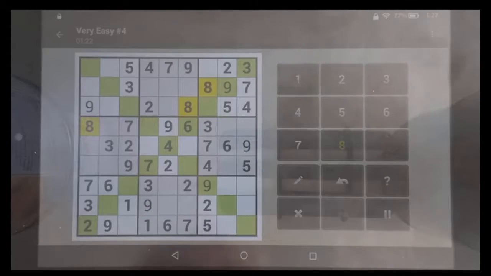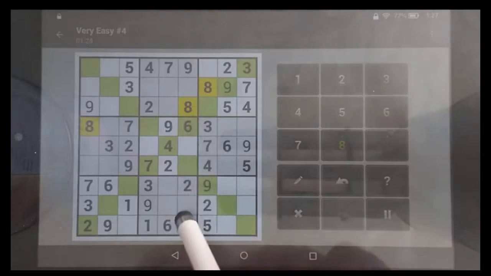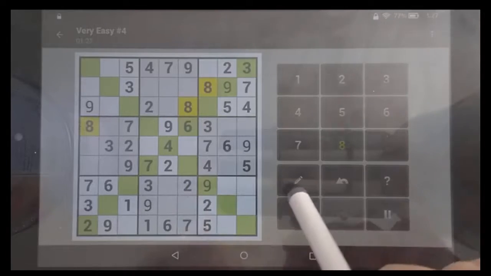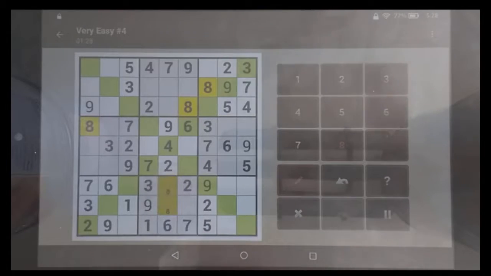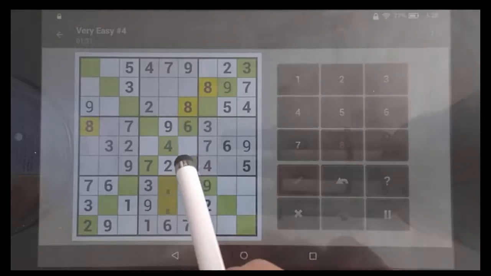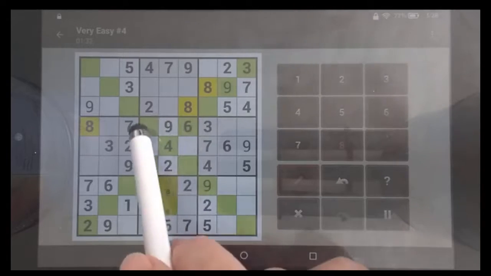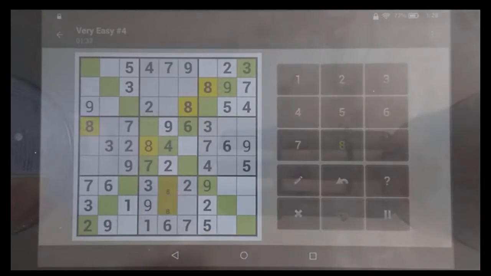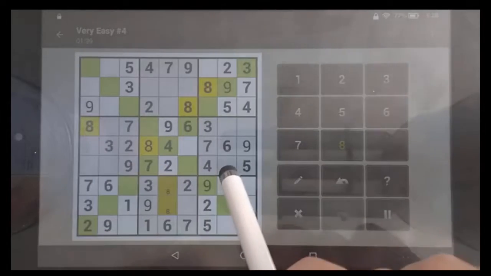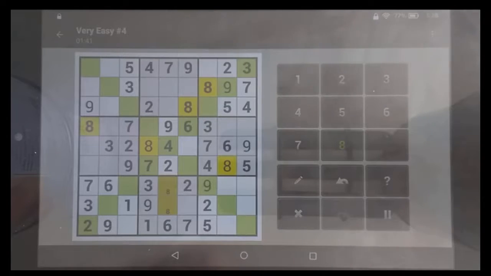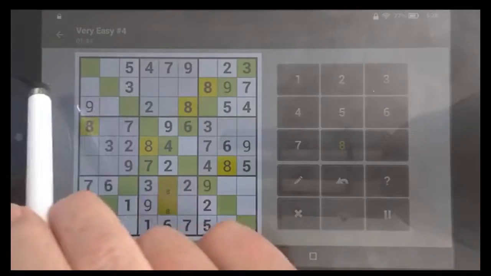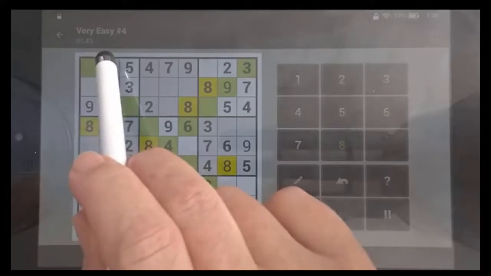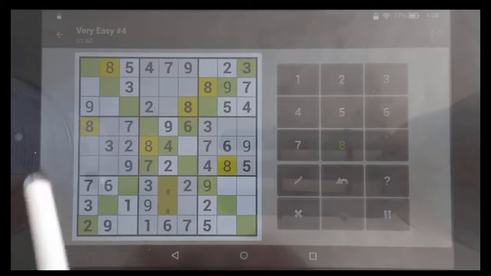To the 8s, this 8 blocks this column, so this 8 has to be here in this column. And again, this column's blocked, this column's blocked. This one has to be here, can't be there, so must be there. That blocks that, so this one has to be there. These 2 rows are blocked, as is this column, so this one has to be there.